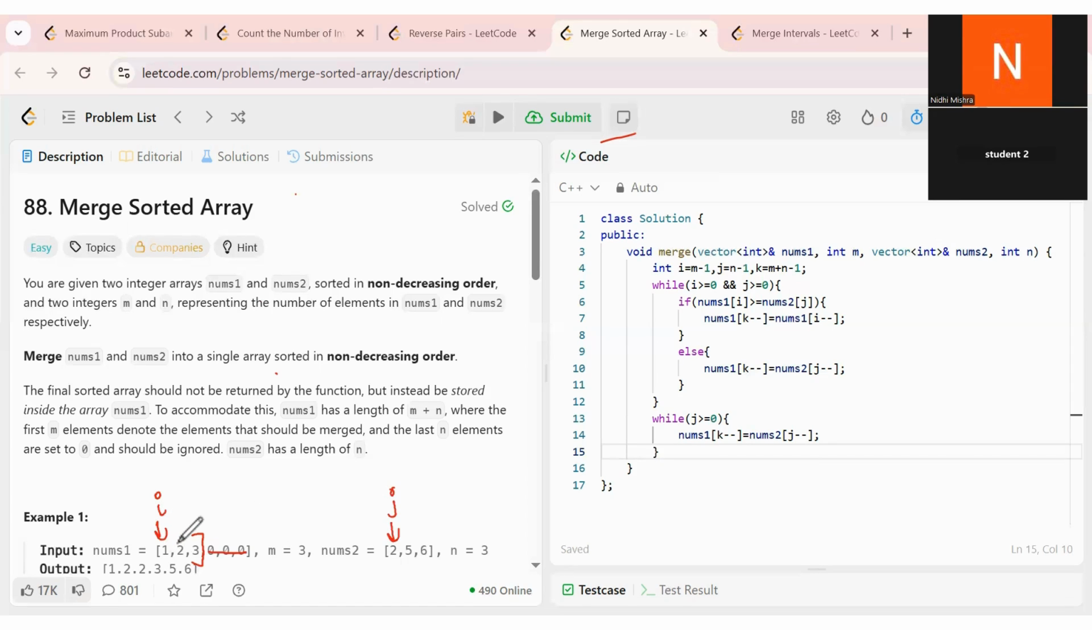We will swap if the element is greater. If the ith element is greater than the jth element, we'll swap both the elements. So you want to push all the elements which are greater into this array. No, nums of one only. If the index ith element is greater than the index jth element, then we'll swap.